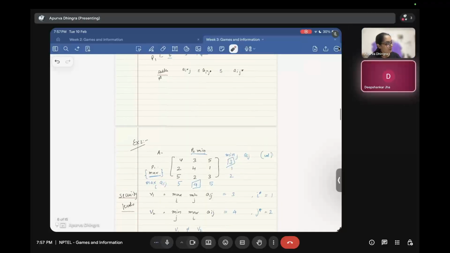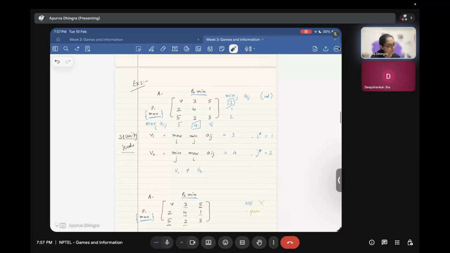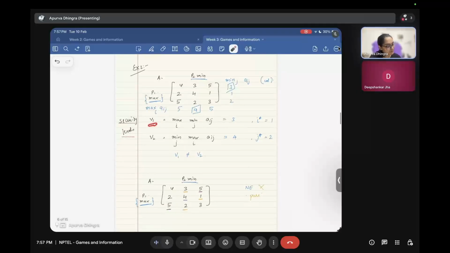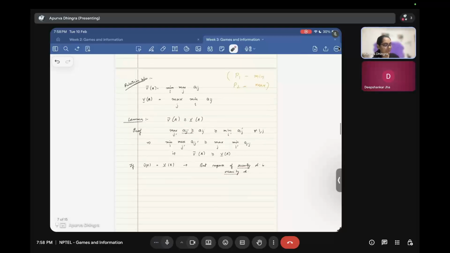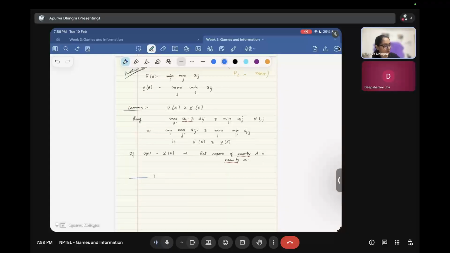The other scenario is if the security levels of the two agents don't match, and if that happens, there won't be an equilibrium or a saddle point. Then we looked at the comparison between the two security levels, and in general you can think of it as the security level of the first agent, the one who is minimizing, would always be higher than the security level of the other agent who is maximizing.